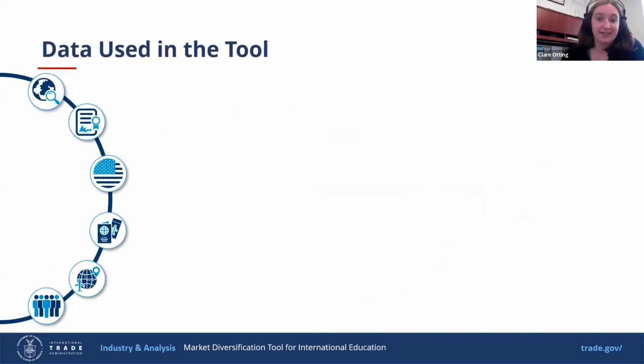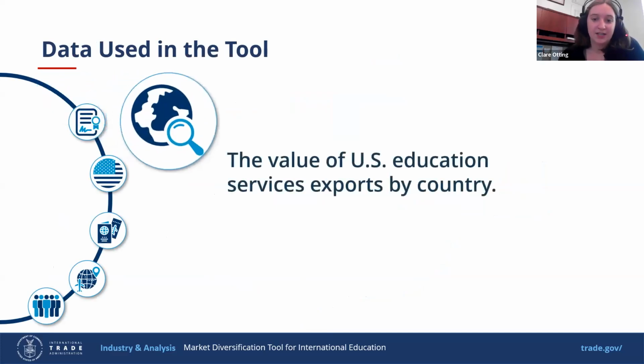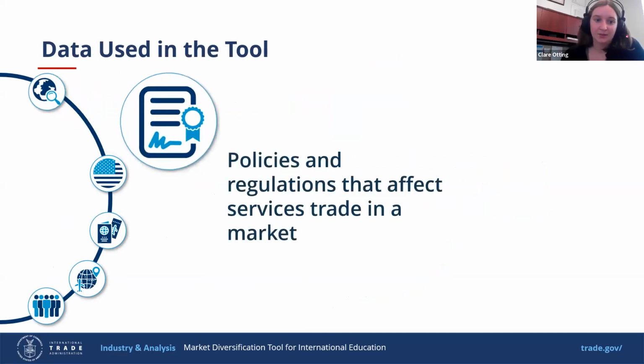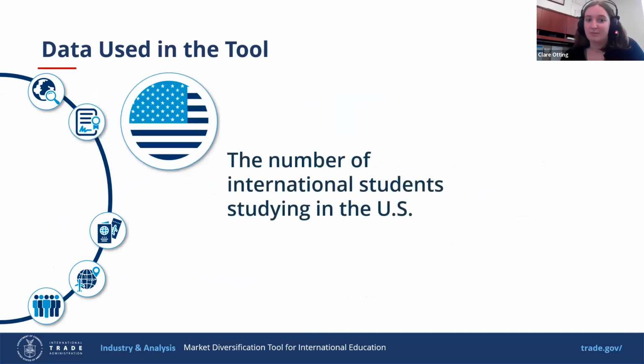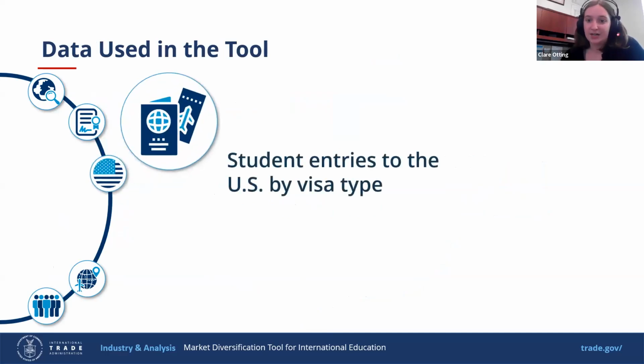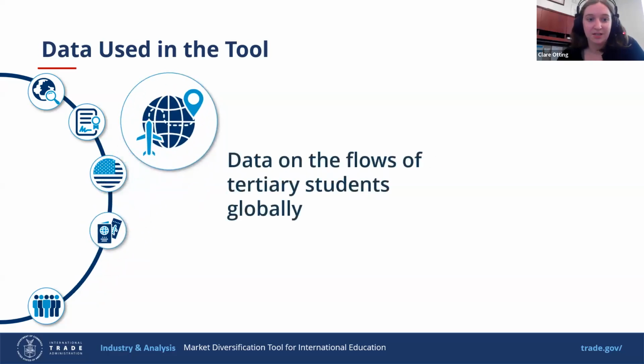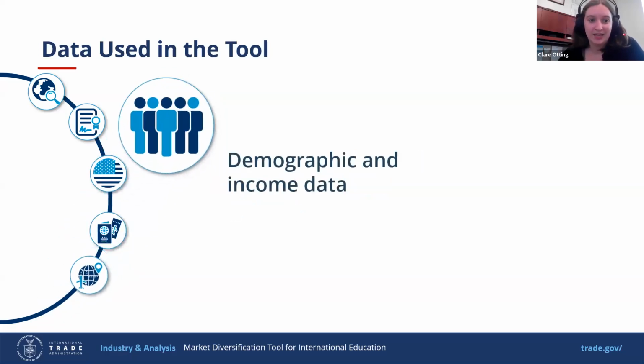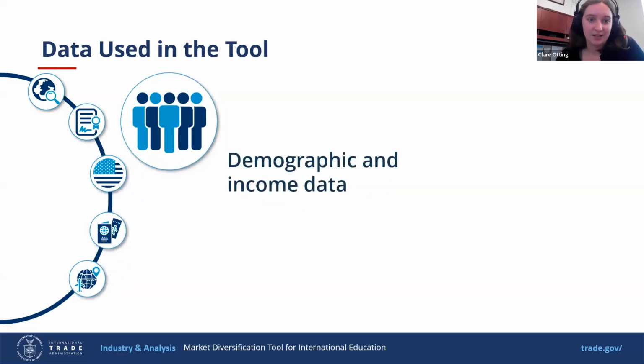The tool brings together 6 different data sets that each add some unique context. The first data set shows the value of education exports by country. We also have data on the policies and regulations that can affect services trade in a market, data on the number of international students who are studying here in the US, data on student entries to the US broken down by visa type, data on the flows of tertiary students around the world, and lastly, some demographic and income data.